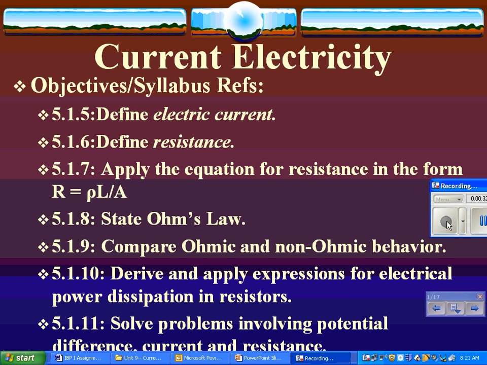So in the syllabus, when they say define something, take a minute or two to think about what those things are and make sure to focus a little bit of study time in the textbook to find that out. You should be able to apply the equation for resistance in the form R equals rho L over A. We'll talk about that. State Ohm's law, compare ohmic and non-ohmic behavior, derive and apply expressions for electrical power dissipation in resistors, and solve problems involving potential difference, current, and resistance. That's hopefully what we will be able to cover today.